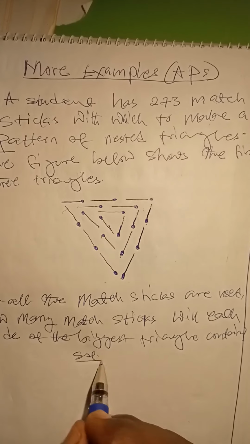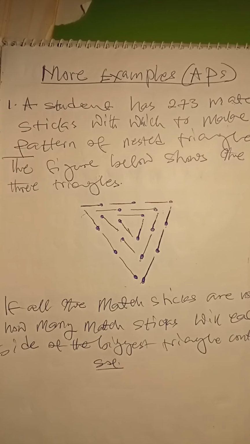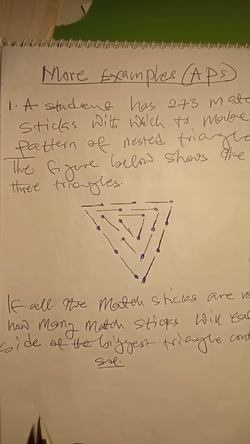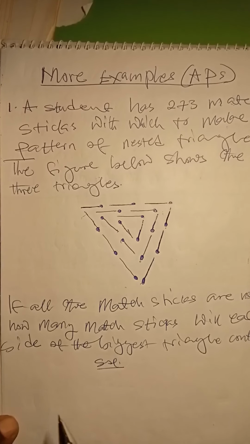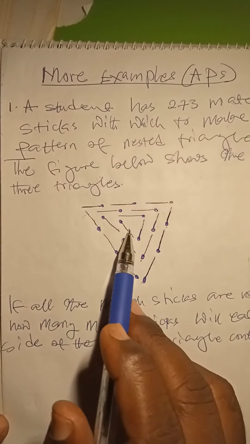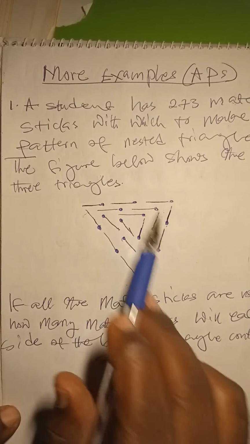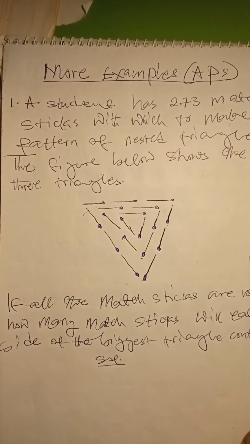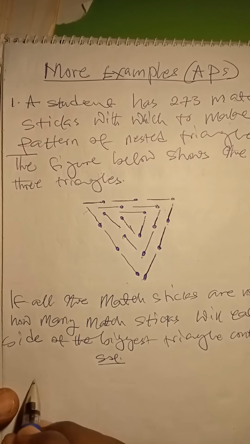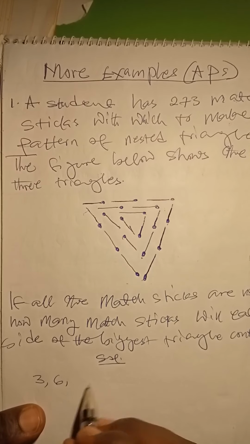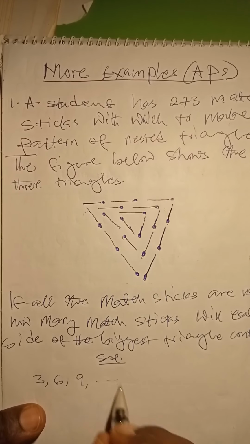Solution. The first idea here is to be able to establish what kind of sequence this produces. This produces an AP, obviously, because in the first triangle we have 3 sticks, second one we have 6 sticks, third one we have 9 sticks, and this produces an AP. So I can have an AP of 3, 6, 9, and so on.